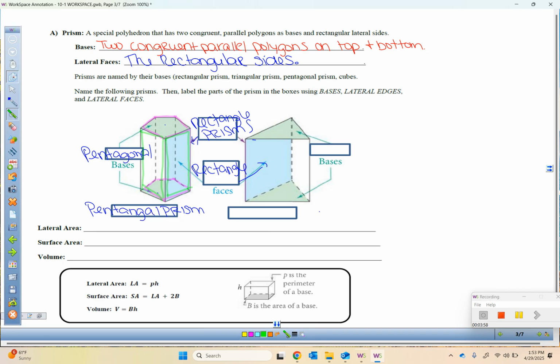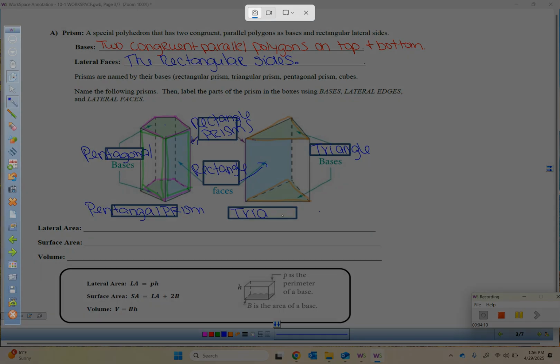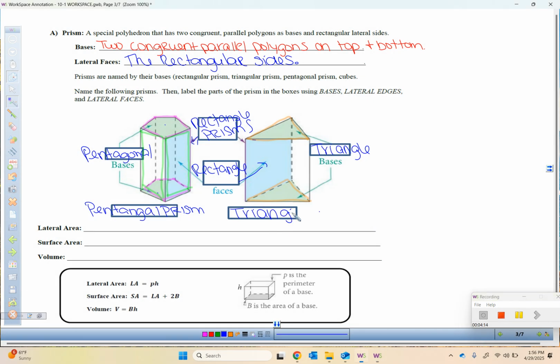So over here, what is my base, guys? Triangle. Very good. So my bases are triangles. So I have triangle bases. And so this is going to be a triangular prism. And once again, like up here, our lateral faces are the rectangular sides. So once again over here, look, my bases are connected with rectangles. Okay, do we see that? Very good. So let's go into lateral area.